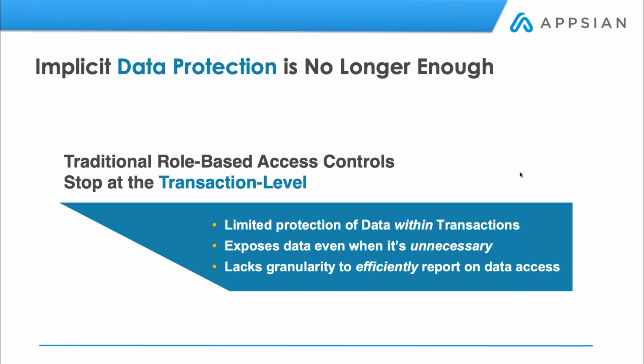T code, for example. So that limited protection within the transactions really becomes an exposure for you as well, because it does expose that data when it's unnecessary. The toggling on and off of data masking, those types of things, lacking that granularity to efficiently report on the data access itself. That's one of the reasons why when we look at this from a solution point of view, we have a two-pronged approach. One is to be able to understand what the user is doing and accessing, but also the access controls to put into place. Because it's a multi-pronged solution there.